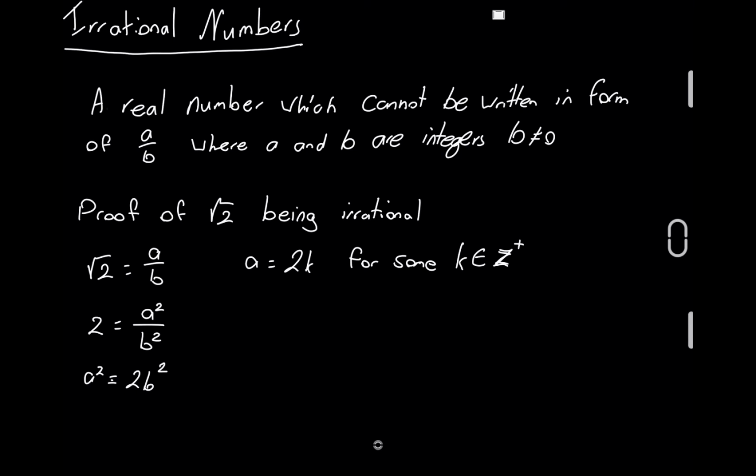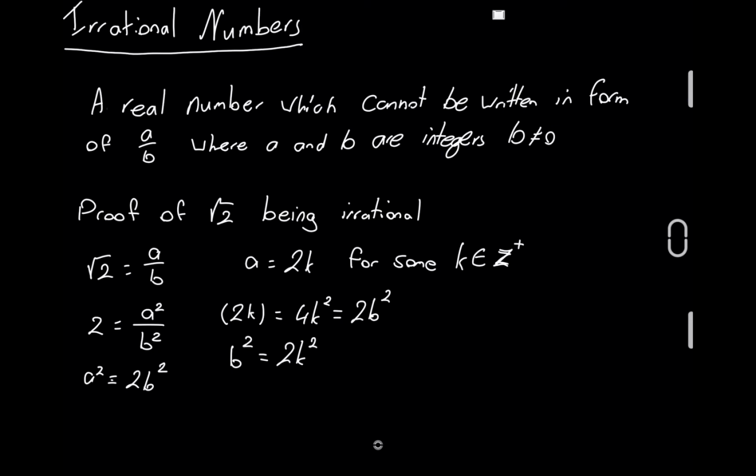So we're going to substitute that in here. We've got 2k all squared, which we know is just going to be equal to 4k squared, being equal to 2b squared. Let's make it a little bit more simple. We're going to have b squared being equal to 2k squared. We'll just divide both sides by 2. That means that in this case b squared is even, so b must also be even.